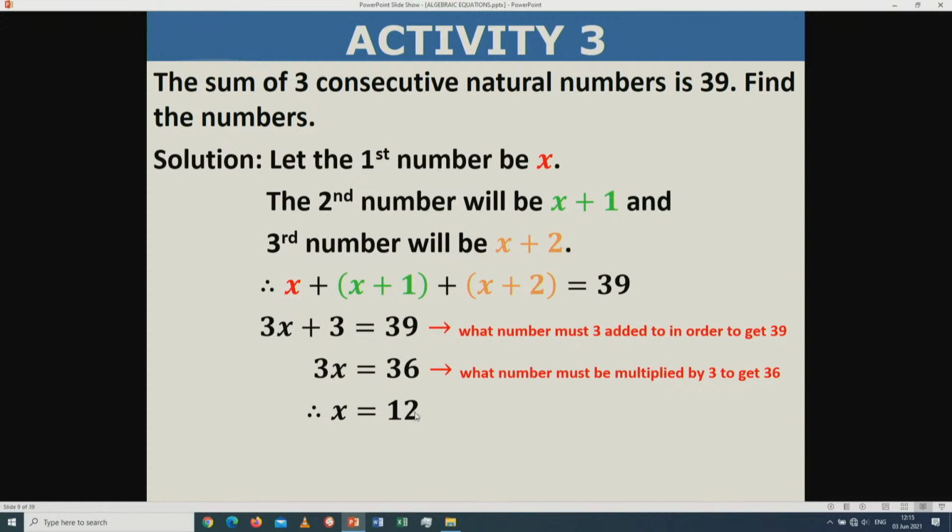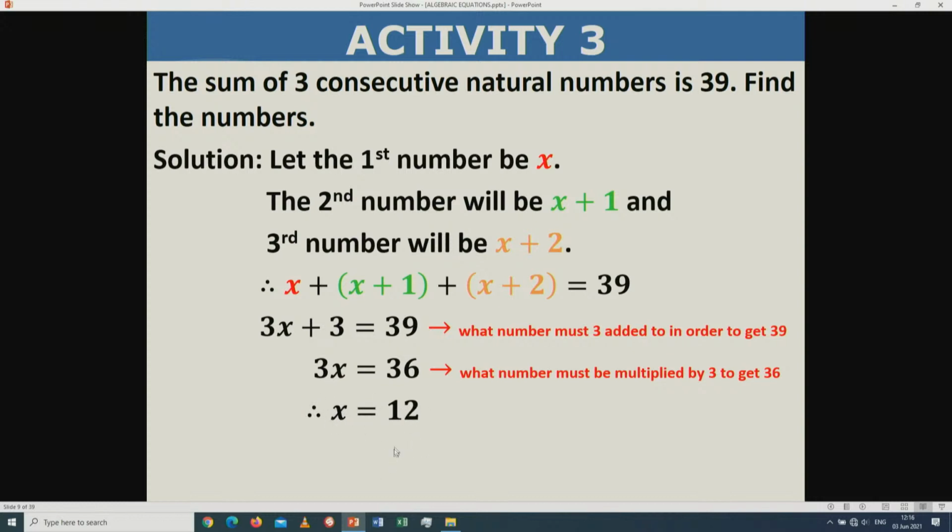If you can realize, we didn't actually solve the equation mathematically. We actually answered the questions that we had asked ourselves. Now, as the last question, we said what number must be multiplied by 3 to get 36. That number is 12. That simply means the value of x will be 12.